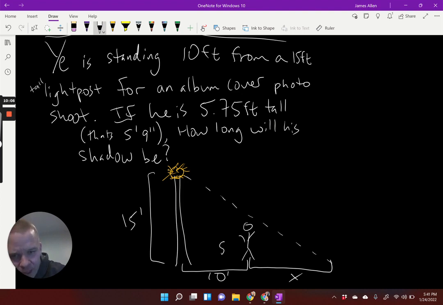Okay. So let's set up a proportion, shall we? And we know that he's 5.75. Almost forgot. All right. So proportion. I would have, let's say, how about this? Kanye's height over his shadow equals the lamppost height over its shadow.